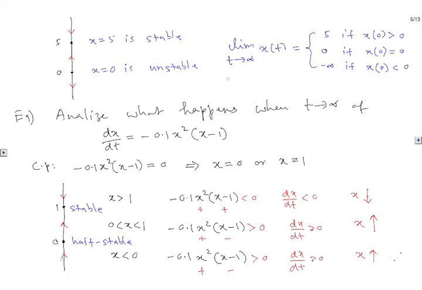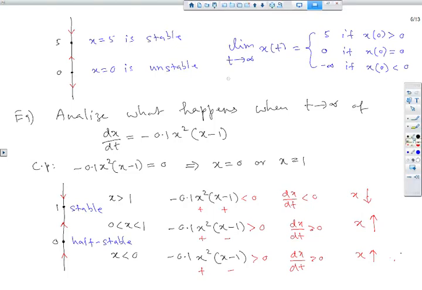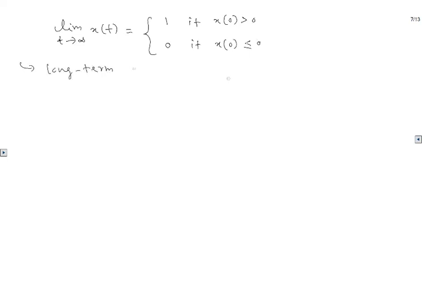So this is an interesting situation. If you start with a negative value, it's going to go to 0 and stop there. And if you start with a positive value, it's always going to reach the value 1. So we can write this: the limit as t goes to infinity of x(t) has two values. One value is 1 if the starting value, that means x0, is positive, and it is 0 if the starting value is either 0 or negative. So that is the long term behavior.